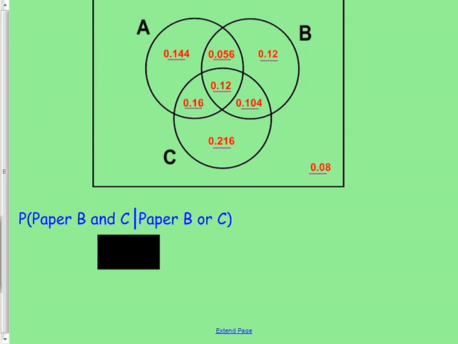Paper B and C, given paper B or C. I'm guessing only half the class will get this right. Try to get it done in the next 30 seconds. You can do this. You can do it. Maybe I'll give you a minute. We'll see.